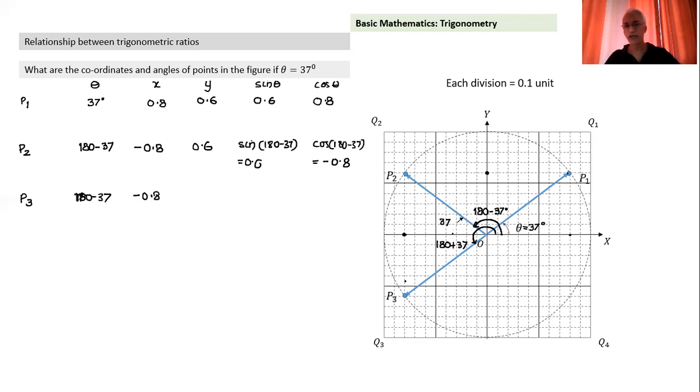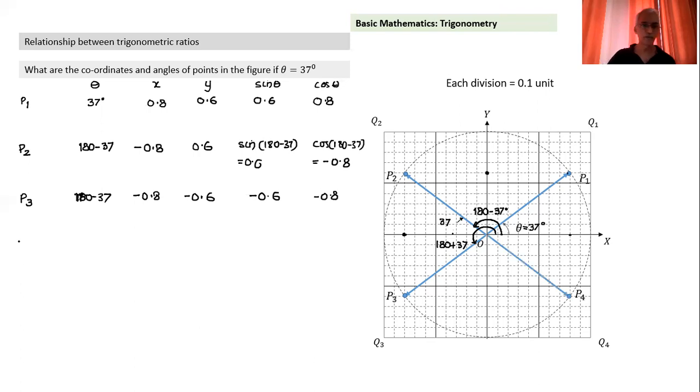And it is in the third quadrant, both are negative. So y coordinate also is minus 0.6. So basically you can fill up this value also. Sine of 180 plus 37 will be equal to the y coordinate, minus 0.6. And cos of this angle will be equal to minus 0.8.